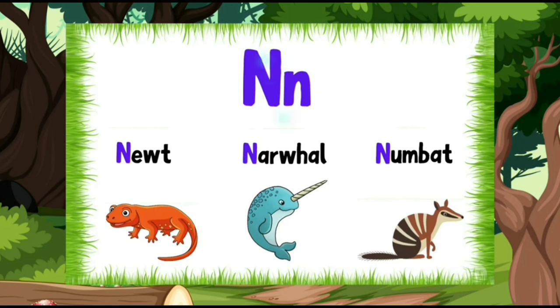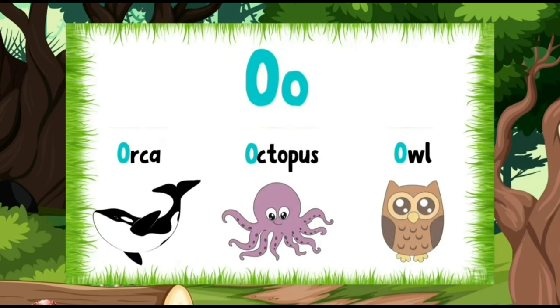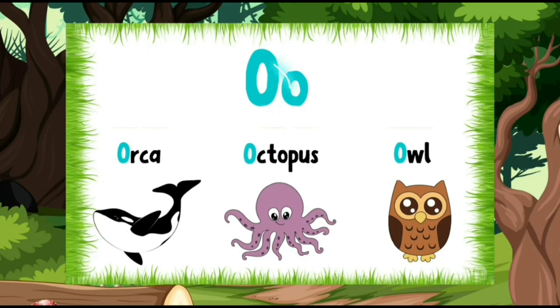N. N is for newt. Narwhal. Numbat. O. O is for orca. Octopus. Owl.